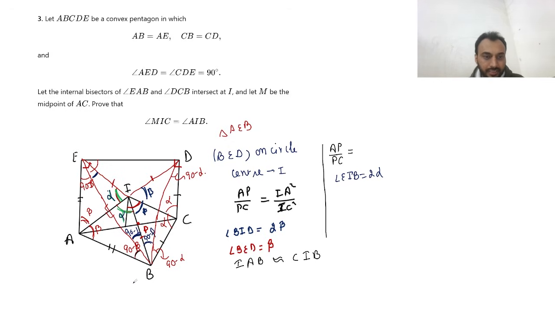So I can say that BP is an angle bisector, because if you see angle ABP is equal to angle CBP, angle ABP is equal to angle CBP, which is 180 minus alpha minus beta. So these two angles are equal, so BP is an angle bisector. So AP by PC is equal to AB by BC.